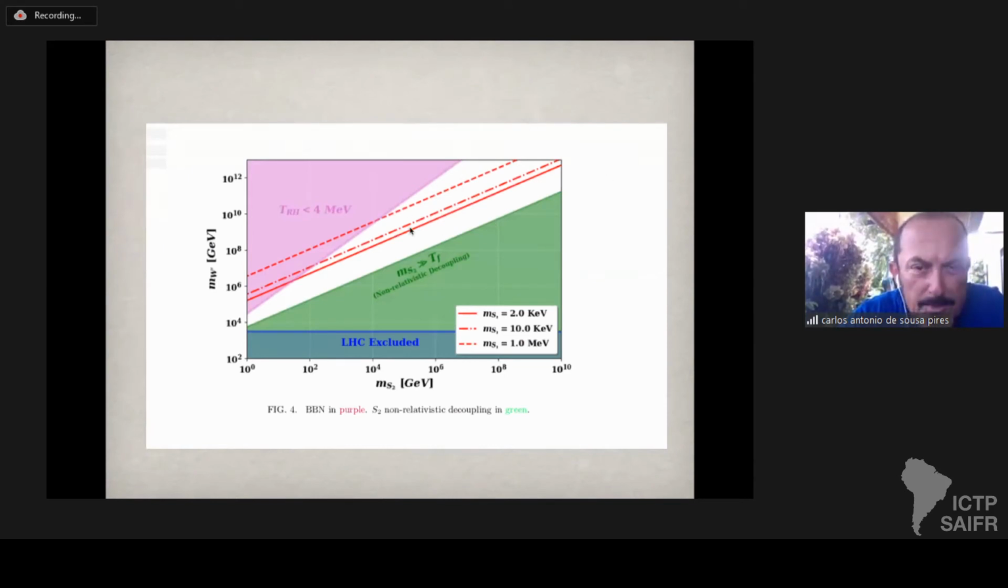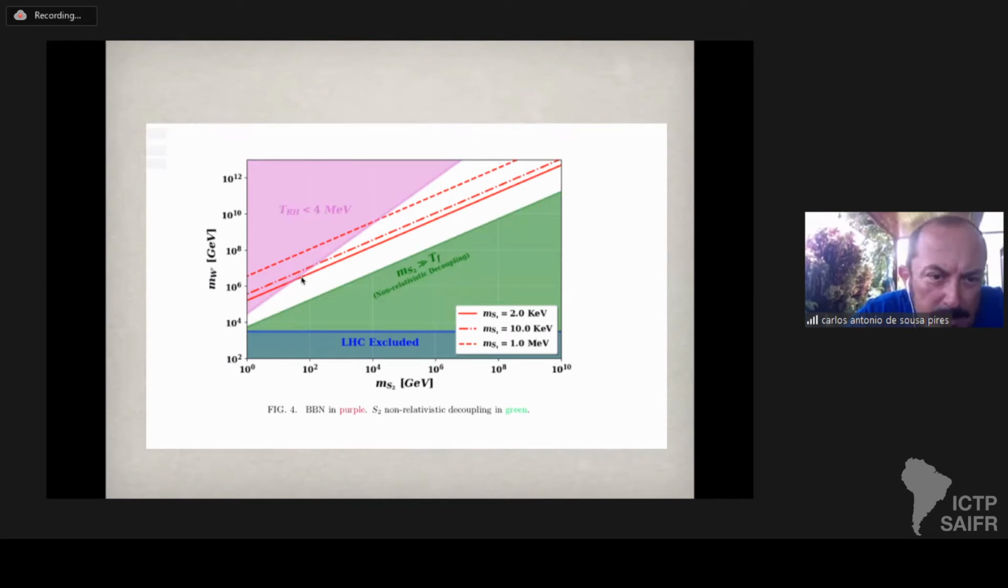Those are the constraints that come from all those protocols. This region is excluded due to Big Bang nucleosynthesis. This region is excluded because the decoupling is non-relativistic. Only this white region is allowed. And you see here, this line gives the correct abundance for these three possibilities.